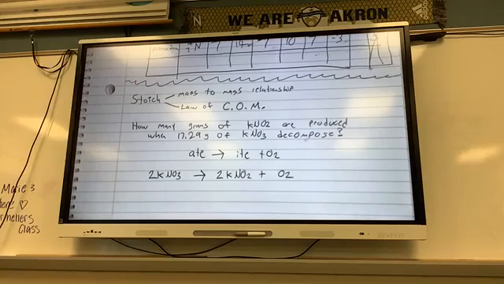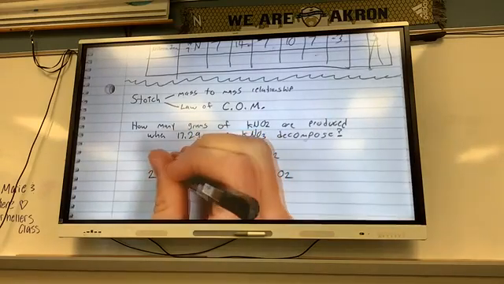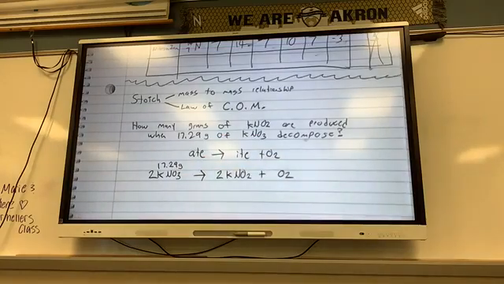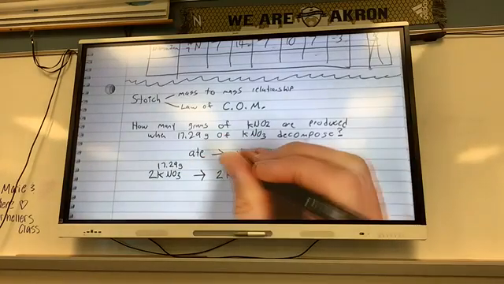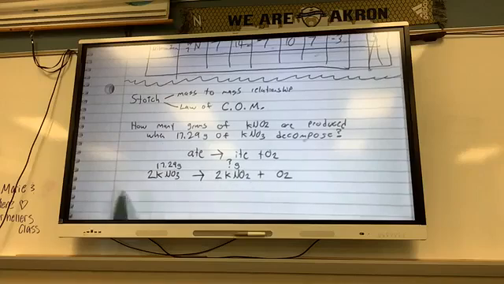What I like to do when I'm working on problems like this, I like to write what I've got. So I'm starting out with 17.29 grams of that, and I would like to know how many grams of that. When you do this, it just makes it a little bit more visual. You guys don't have to do that, but I think it helps, writing out where you're going.